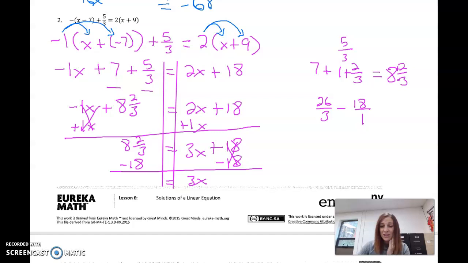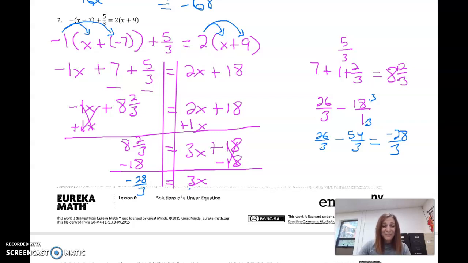So this 26 thirds, that's my 8 2/3. I'm subtracting 18. We do need a common denominator for adding or subtracting. So I'll times this by 3 and times this by 3. And this becomes 26 thirds minus 18 times 3 is 54 thirds. And if we do that problem, our denominator stays the same. 26 minus 54 is a negative 28. So negative 28 thirds right here.